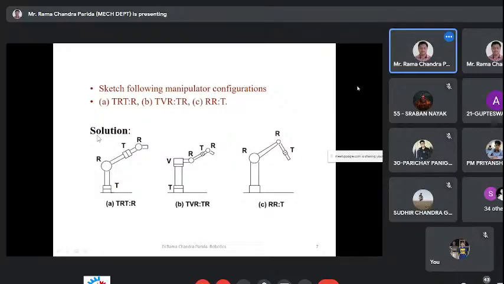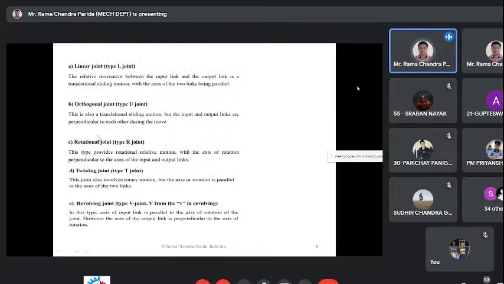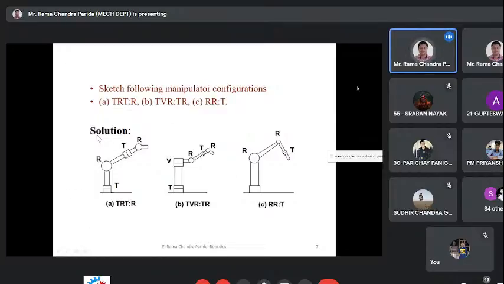Then this is the actual manipulator configuration, TRT. TRT stands for T, translational motion, and R, revolute or rotational motion. Then the TR configuration, if the question comes in this way. Okay. So the VTR configuration is also possible. The RRT configuration is also possible for that robot.